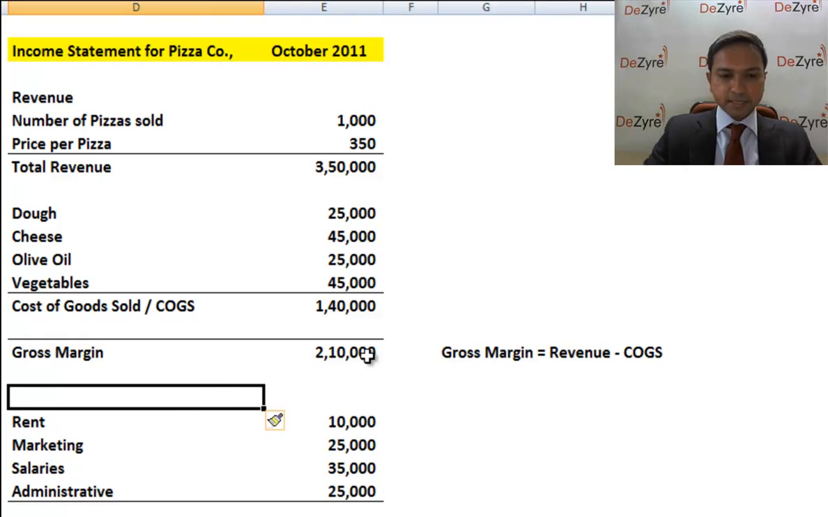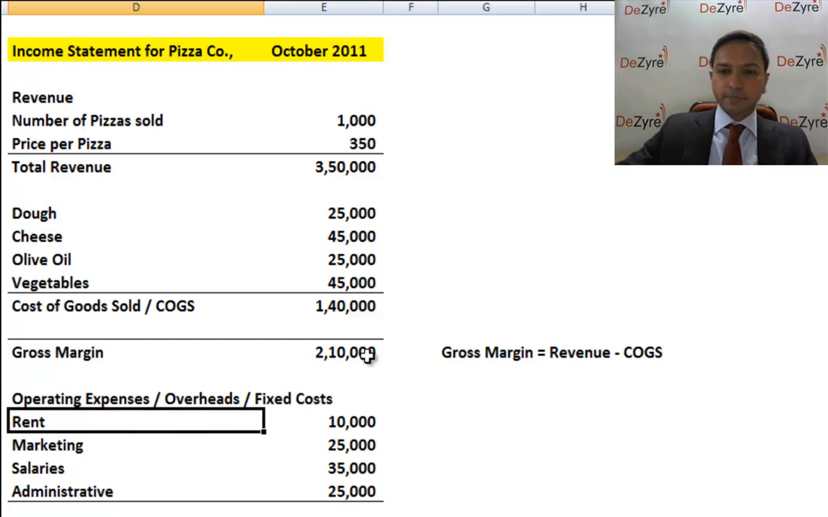All these expenses that go into marketing the pizza, delivering the pizza, making sure the interiors of the restaurant are good, those are called operating expenses, or otherwise they are called overheads. You probably heard this term often. They're otherwise also called fixed costs. And the reason they're called fixed costs is because it doesn't matter if you sell 1,000 pizzas or 10 pizzas, you're still going to have these fixed costs.